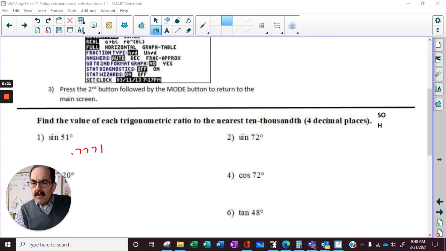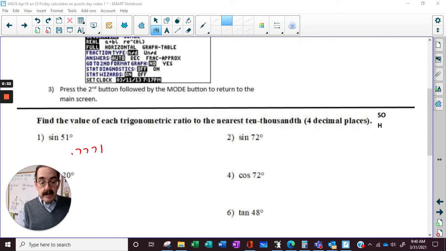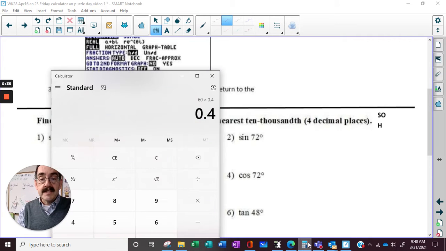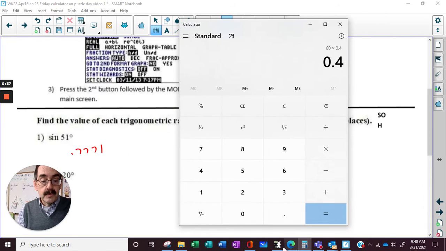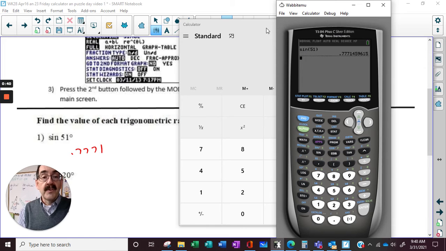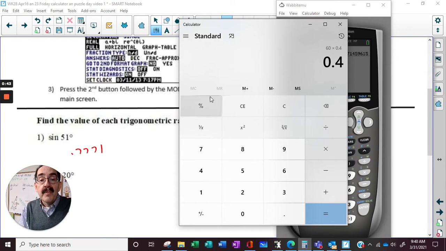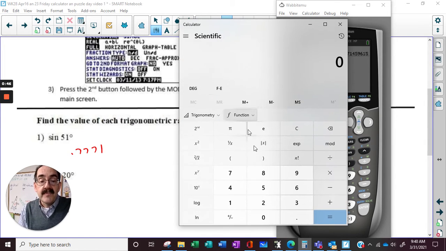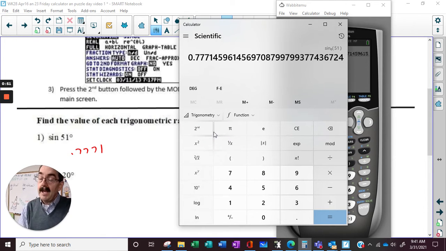So in this case on number 1, sine 51, I go 51 and then I have to hit the sin button. One of the reasons to do this is because each calculator you have to go a different direction. In case that didn't make sense to you, I showed you how to go sine 51, but on the desktop scientific it's 51 then trigonometry, sin. So that's another reason to practice, because each calculator has different keystroke sequences to get the same answer.